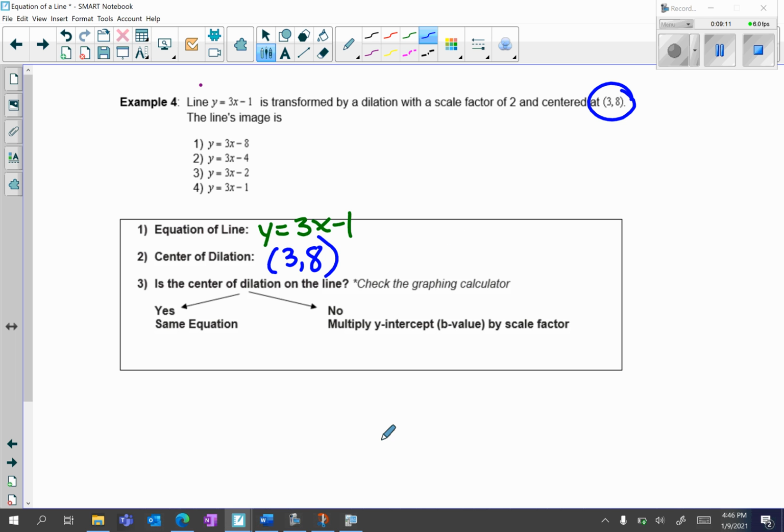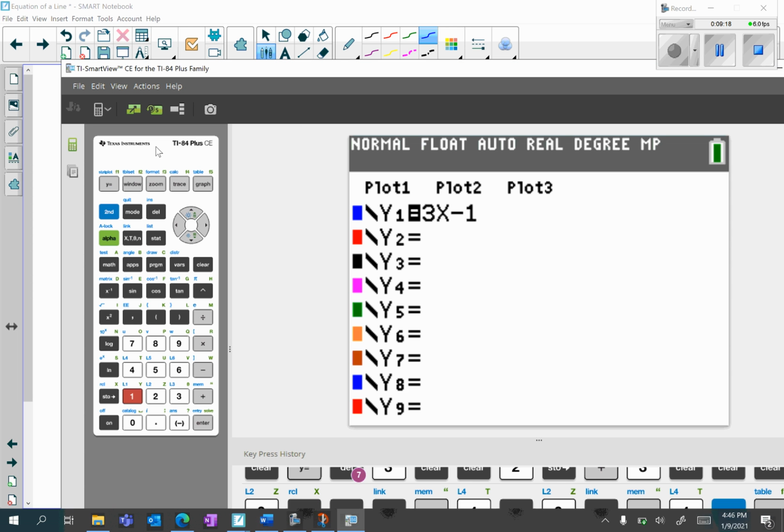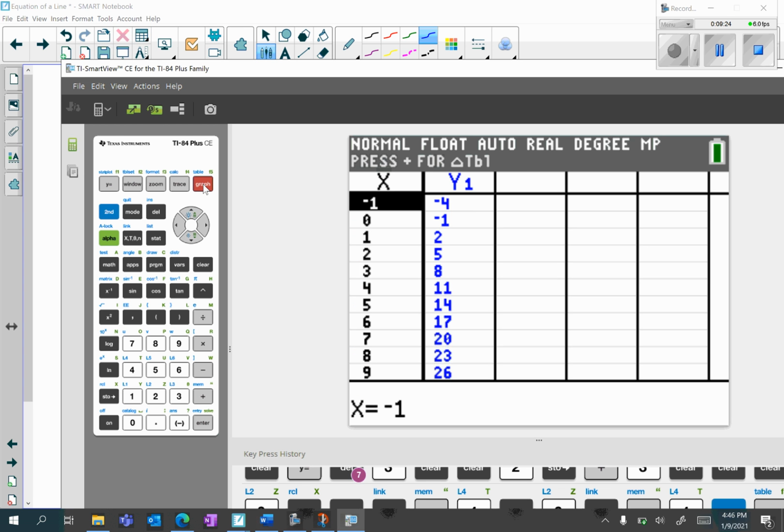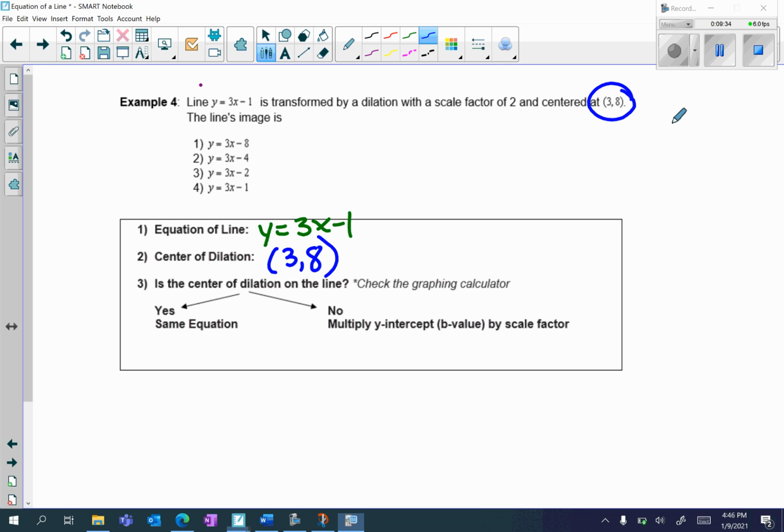We're going to check our graphing calculator. So I'm going to type in our original equation, y is equal to 3x minus 1. And we're seeing, by looking at the table, if the center of dilation, 3, 8, is on the line. Yes, it is. 3, 8 is on the line. So I'm going to circle yes, and therefore it's the same exact equation, y is equal to 3x minus 1.